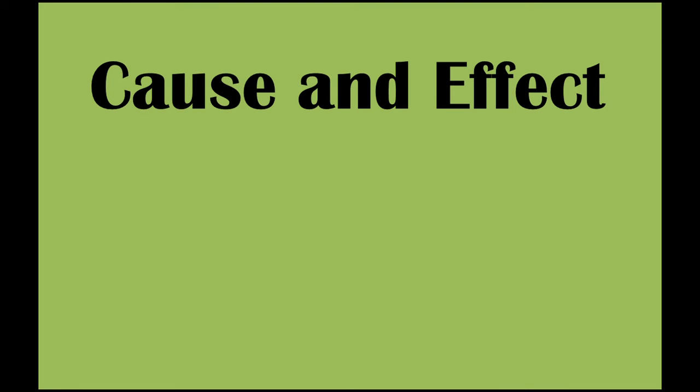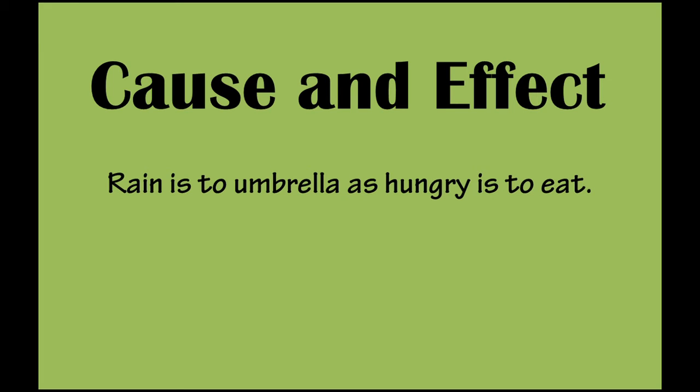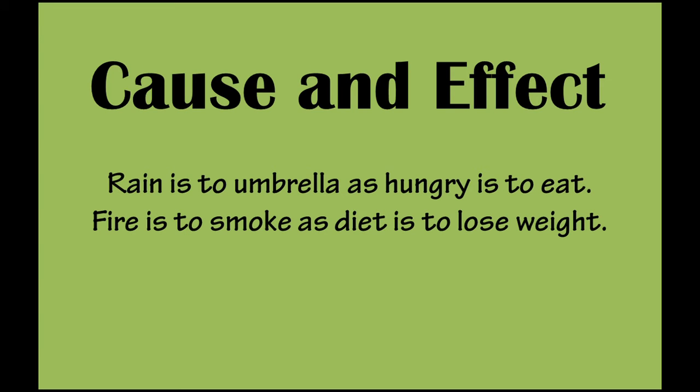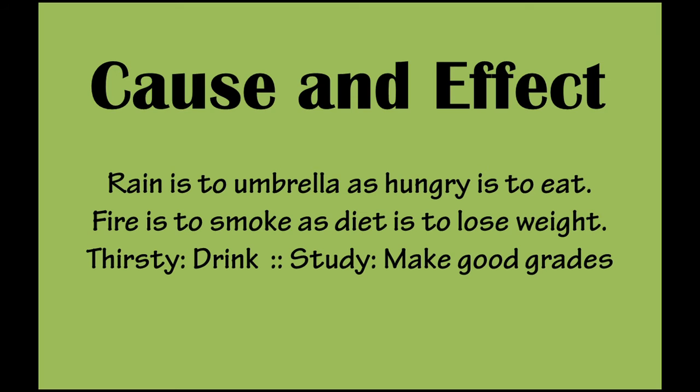Third is cause and effect. It involves a noun or verb that leads to the other word. Examples: rain is to umbrella as hungry is to eat. Fire is to smoke as diet is to lose weight. Thirsty is to drink as study is to make good grades.